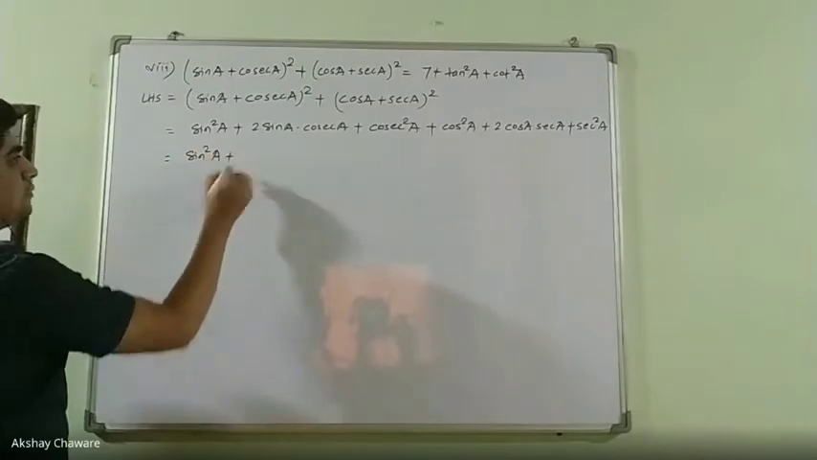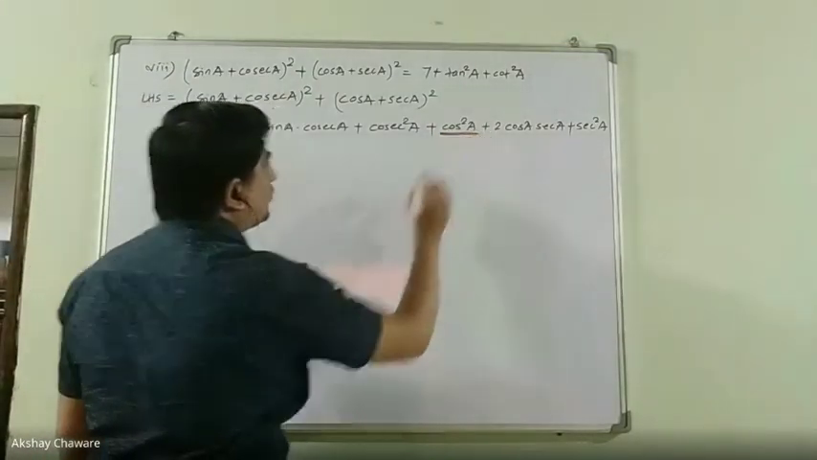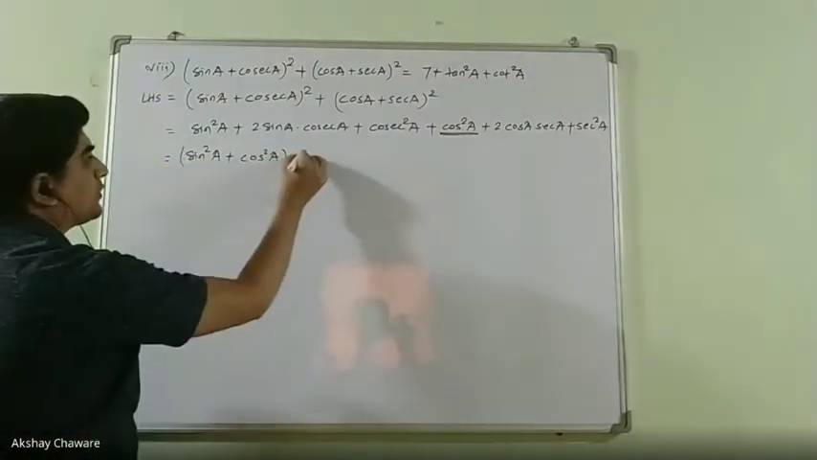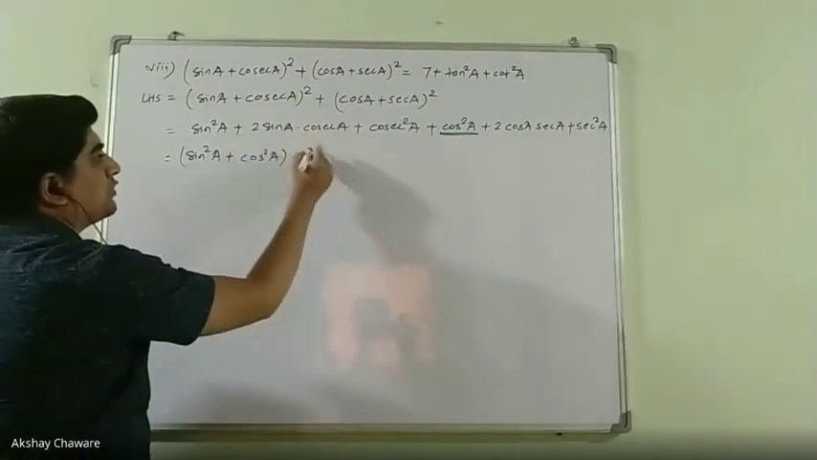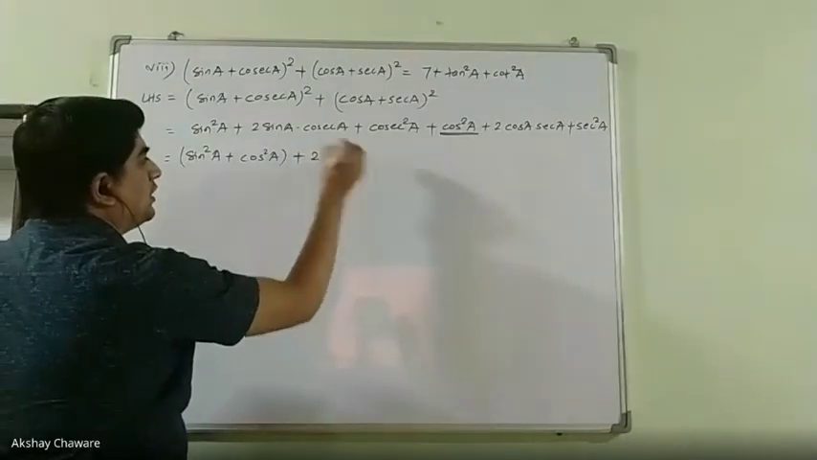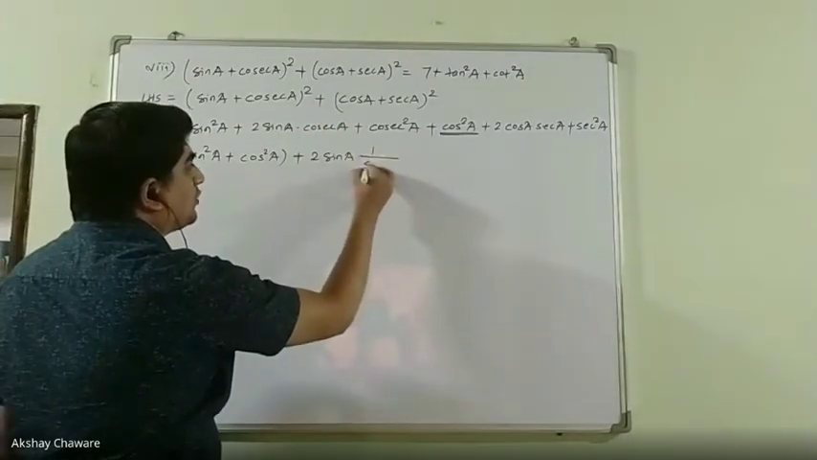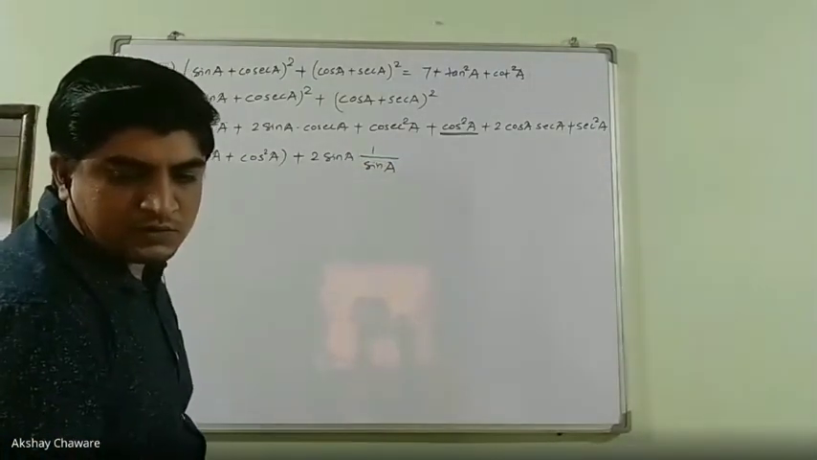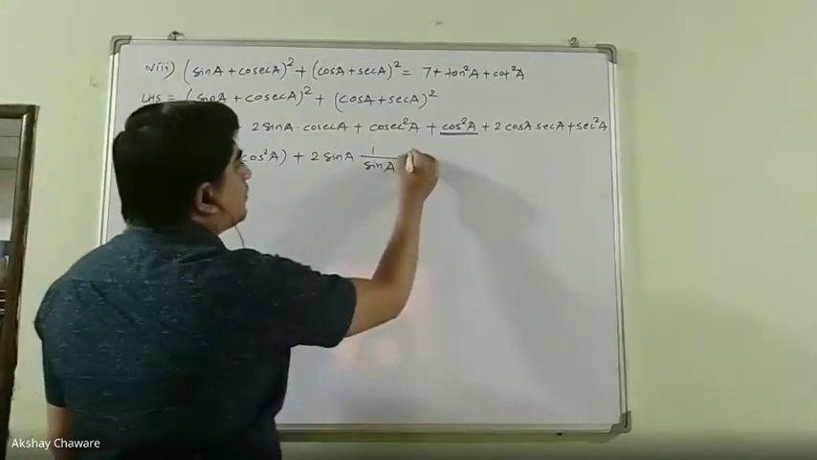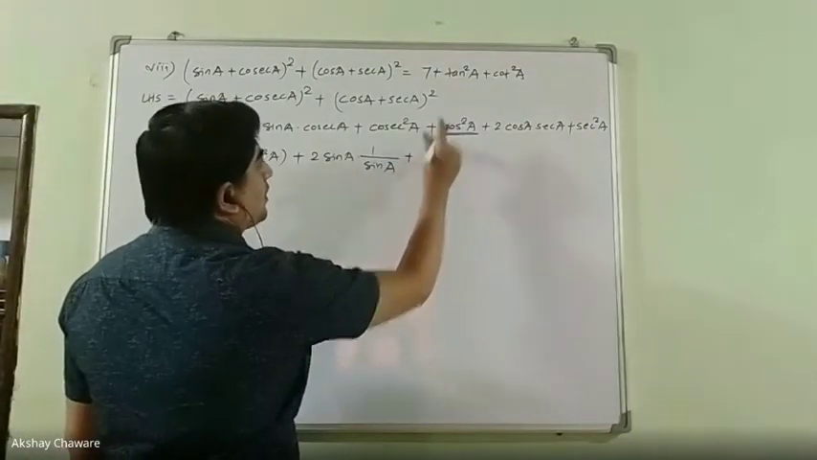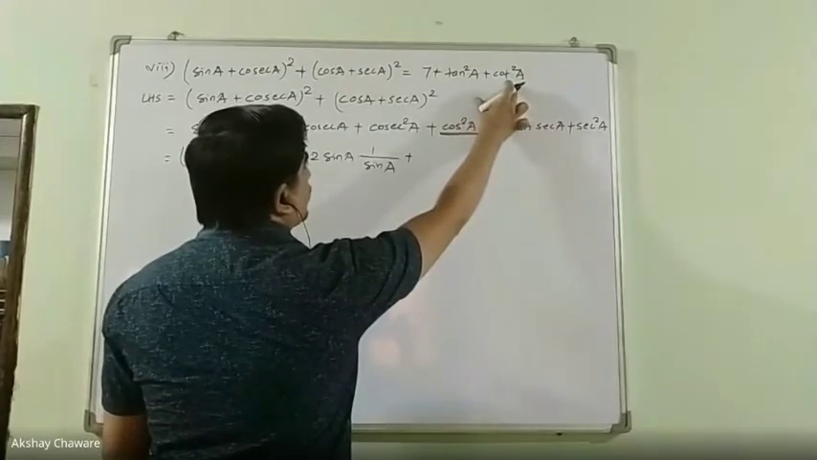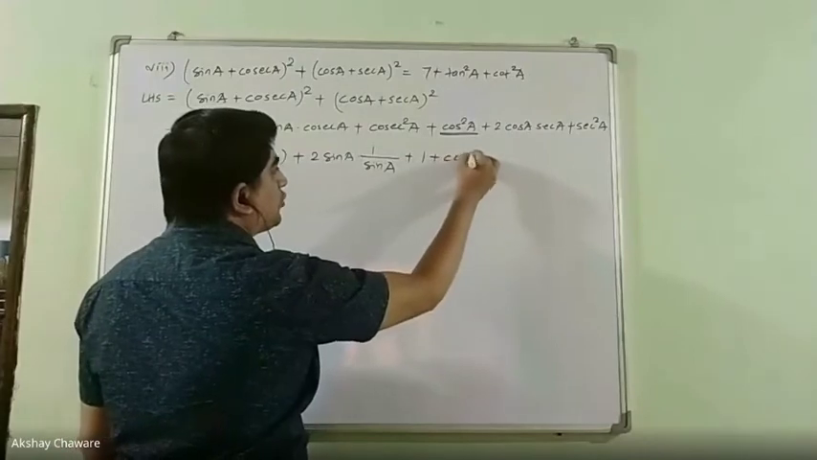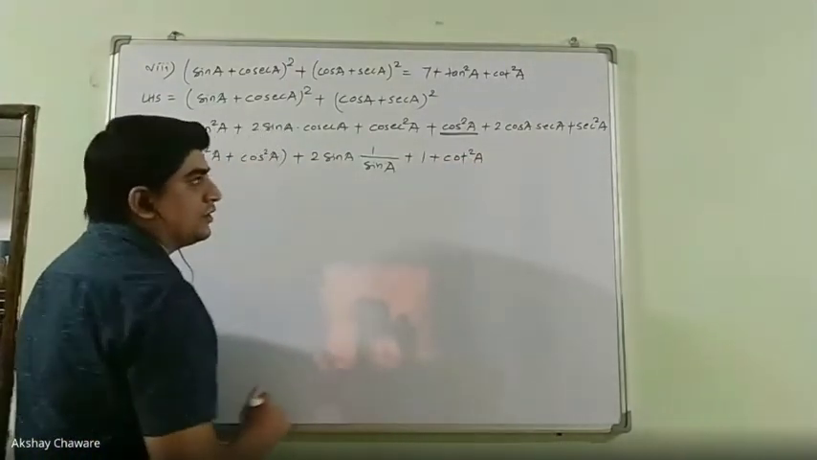Okay, now see, sin square a plus this cos square a. So sin square a plus cos square a, this is one bracket, plus 2 sin a cosec a. So 2 sin a into this cosec a, where cosec a can be written as 1 upon sin a, right? Then plus cosec square a. We want the answer in terms of tan and cot, so this cosec square a can be written as 1 plus cot square a as an identity, right?